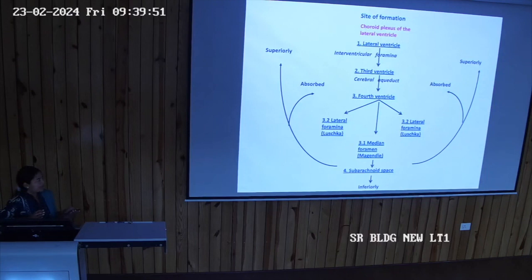But laterally, as it is going, it can be absorbed through the arachnoid villi, through the arachnoid granulations, as well as it is circulating in the subarachnoid space. So this is the chart of how the CSF fluid circulates.